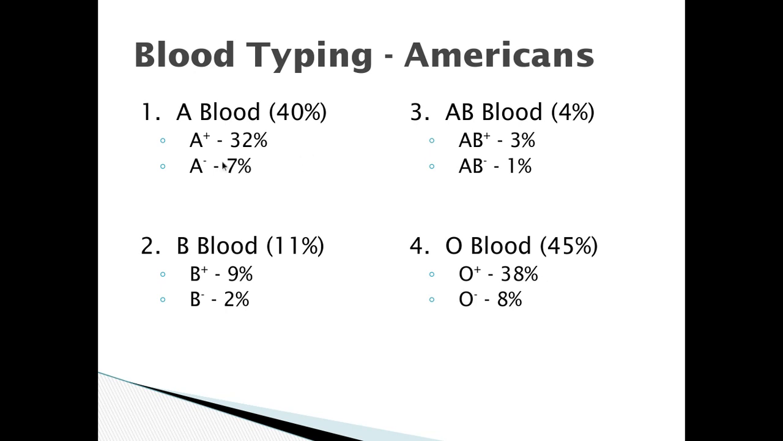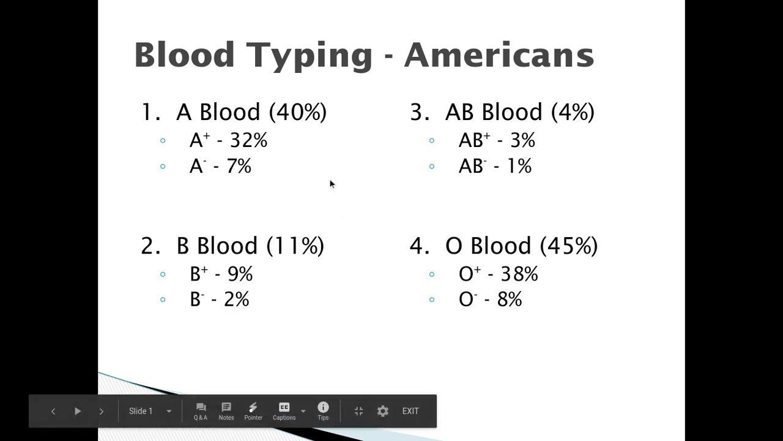But I, for example, have A negative blood. So does my daughter, and so does my husband. Actually, we all have A negative blood. So we are among the 7% of the American population that has A negative blood. So it's just kind of an introduction into blood typing.